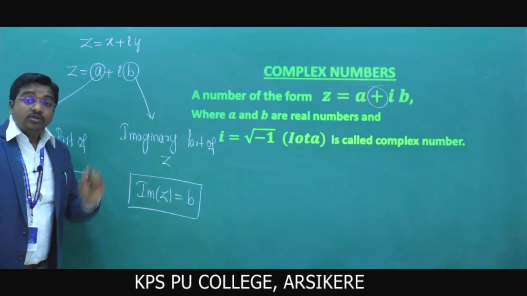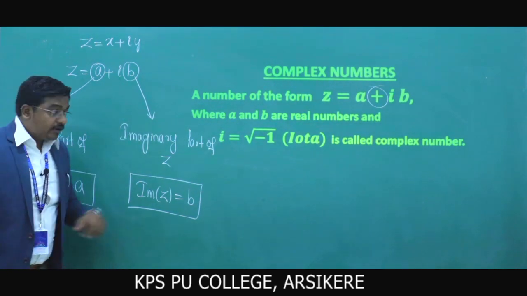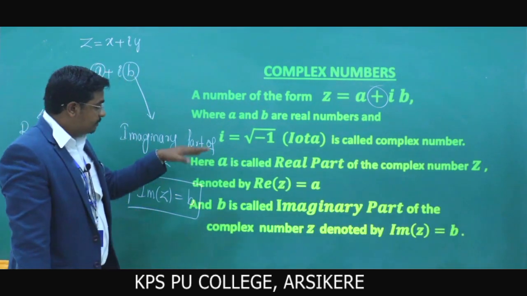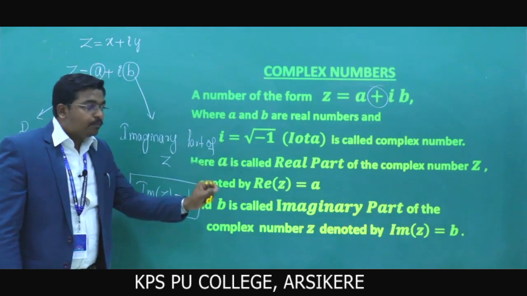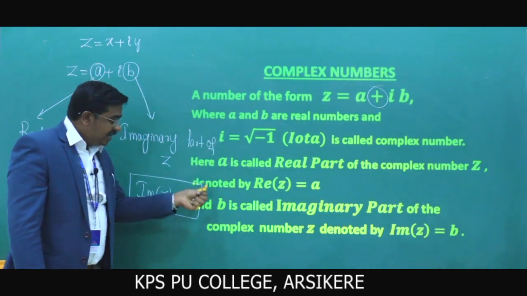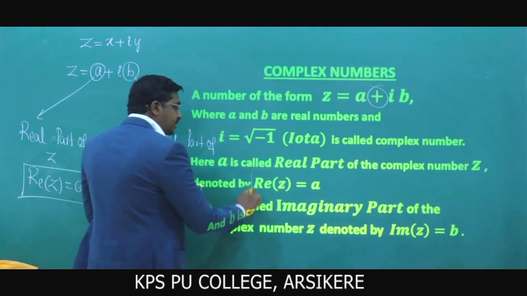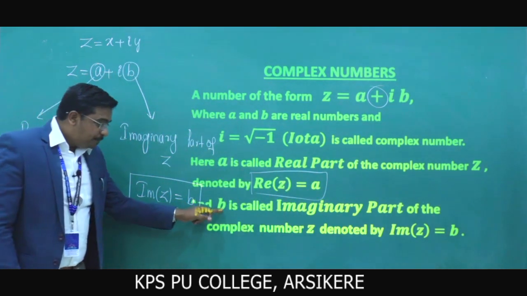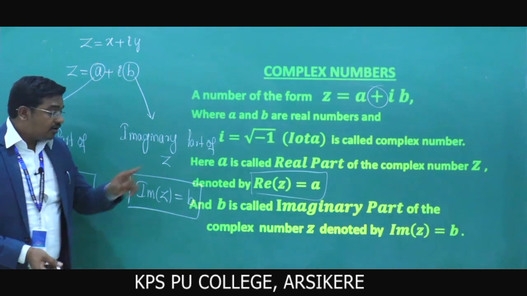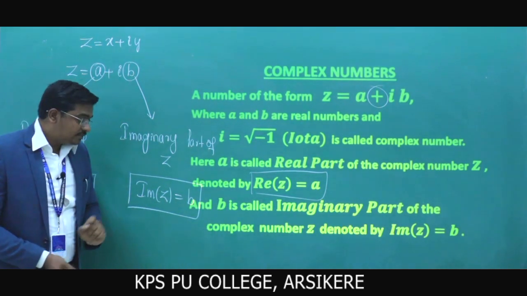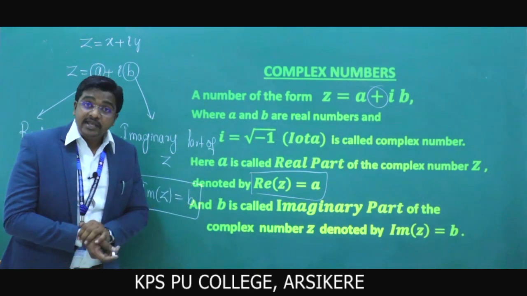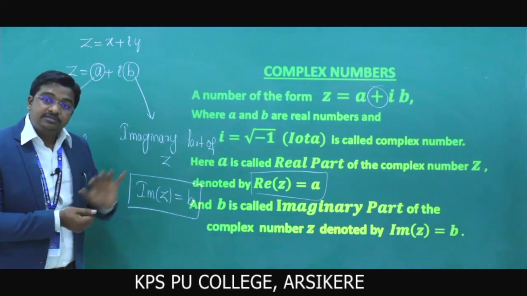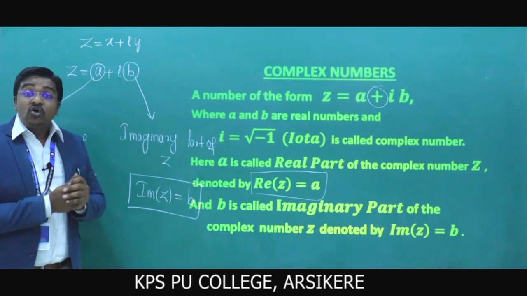So please note down the general form of the complex number and some notation. Here a is called the real part of the complex number z, denoted by re of z. Re of z is equal to a. And b is called the imaginary part of the complex number z, denoted by im of z. Please take a pause and note down all the things I have written here. This is very important. This is the definition of a complex number.